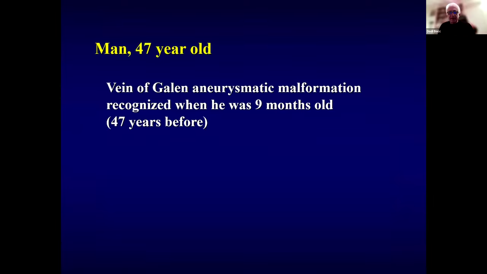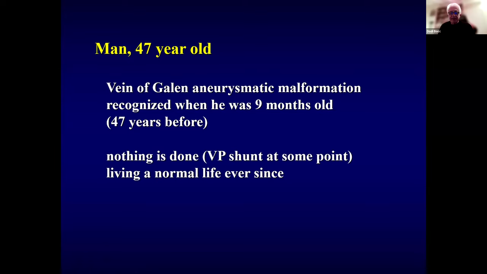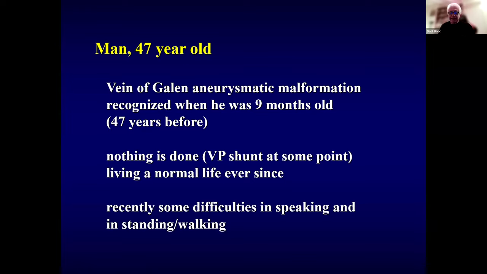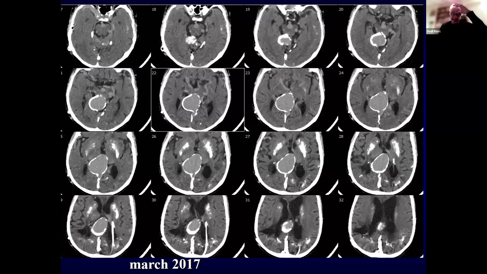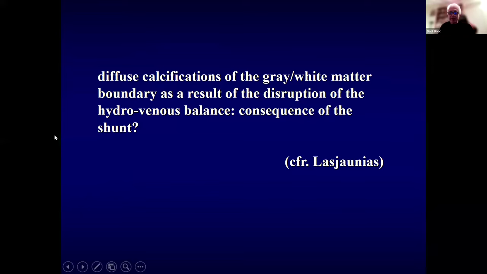If I can go on, I would show very quickly this case, a 47-year-old man, vein of Galen aneurysmatic malformation recognized when he was 9 months old, so 49 years before. Nothing is done except the VP shunt at a certain point, living a normal life ever since. But recently, some difficulties in speaking and in standing and walking. And so this is what we see. A huge dilatation in the center of the head, but more importantly, diffuse calcification in the gray-white matter boundary as a result of the disruption of the hydrovenous balance, a consequence of the shunt, maybe.